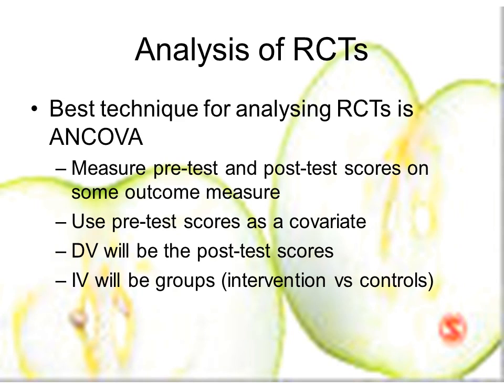Analysis of different randomized controlled tests. The best technique for analyzing the randomized tests is something called ANCOVA, which is analysis of covariance. It measures the pre-test and post-test scores on some outcome measure, uses the pre-test scores as a covariate, and the dependent variable will be the post-test scores, and the independent variable will be the group, which is basically the intervention versus the control group.